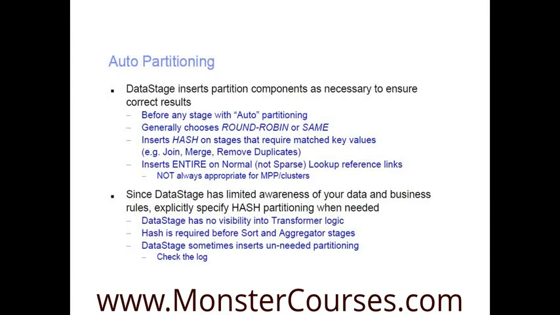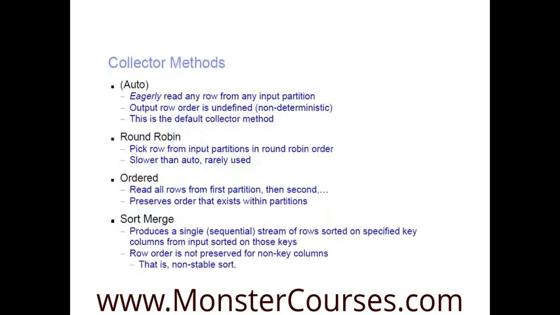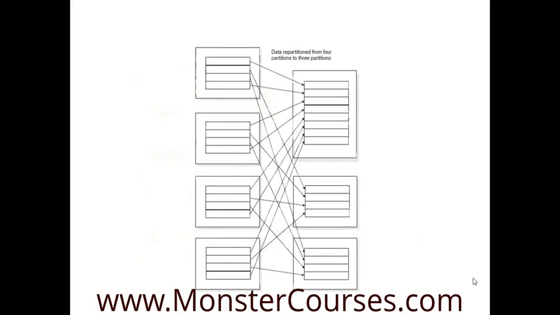Collector method. These are the algorithms which we are using for collecting the data. Auto is fine anyhow. Round robin is nothing but we pick up the records from the different nodes into our stage. Ordered is where first we get all the data from the first node, after that from the second node, after that from the third node. Sort merge: if we require the output to be sorted while collecting, then N1 will give sorted data, N2 will give sorted data, N3 will give sorted data, and we will be merging all the data here.